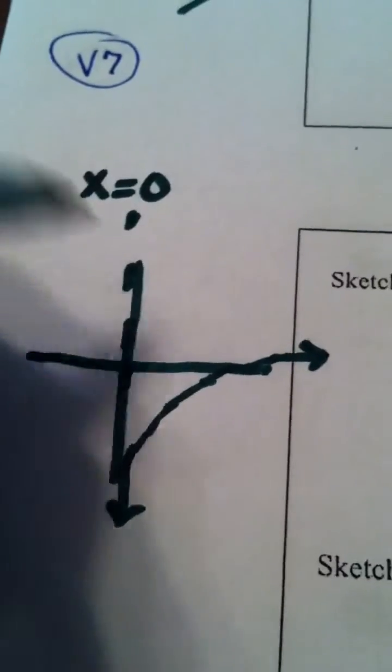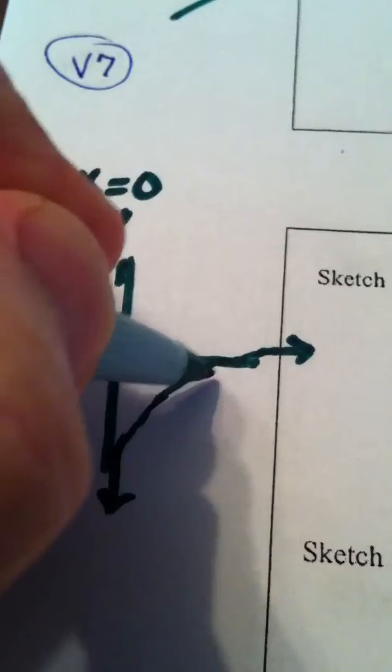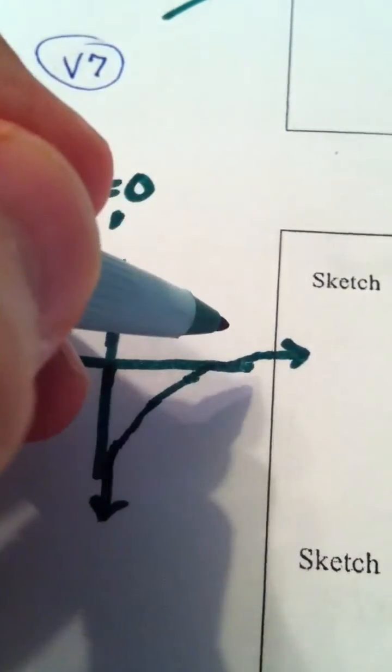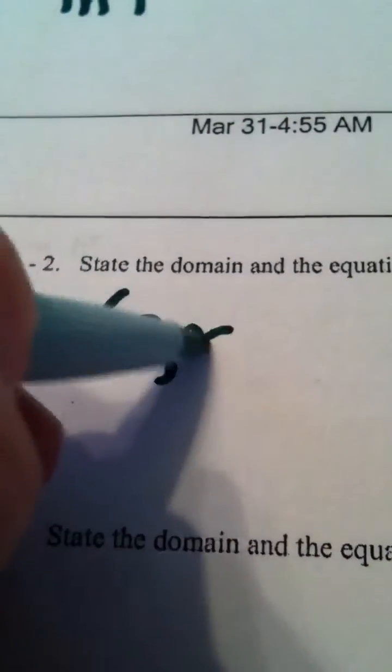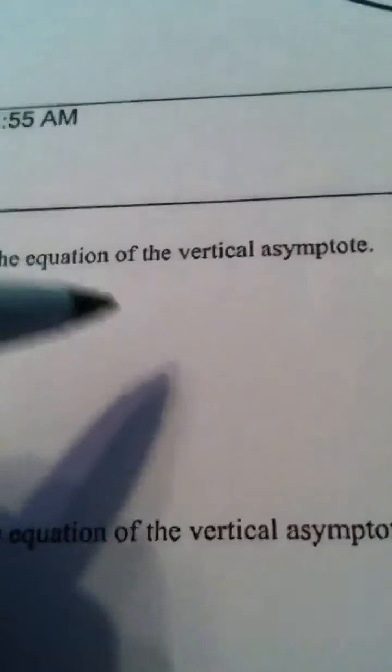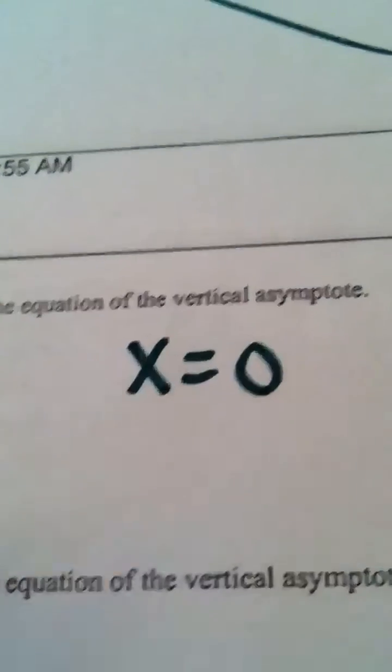What's actually happening here, and I'll show you on my drawing, is the graph is asymptotic to the y-axis, so our asymptote would be the line x equals 0, and then the graph hits the x-axis somewhere and starts climbing above it. Okay, what's the domain? Well, the domain would be all values of x that are bigger than 0. And the equation of the vertical asymptote, the equation of the y-axis, is x equals 0.